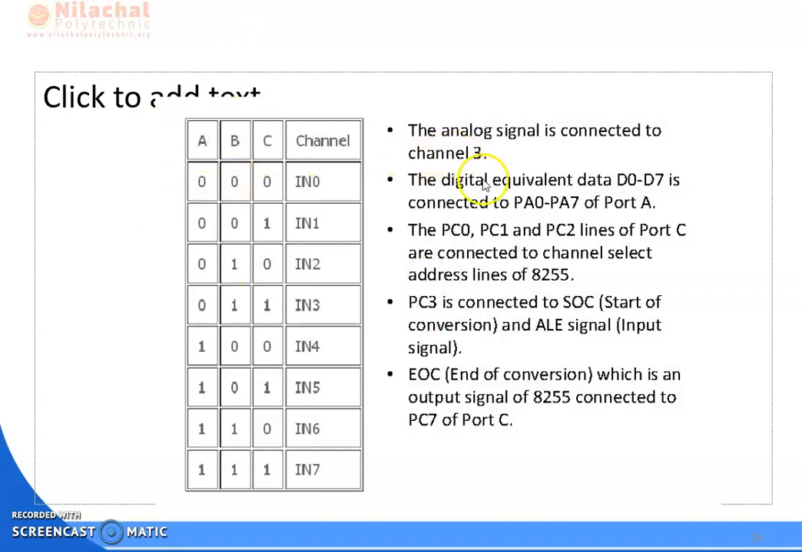The analog signal is connected to channel 3. The digital equivalent data D0 to D7 is connected to PA0 to PA7 of port A. The PC0, PC1 and PC2 lines of port C are connected to the channel select address lines of the ADC. PC3 is connected to SOC, that is start of conversion, and the ALE signal, that is an input signal. EOC means end of conversion, which is an output signal of the ADC connected to PC7 of port C.